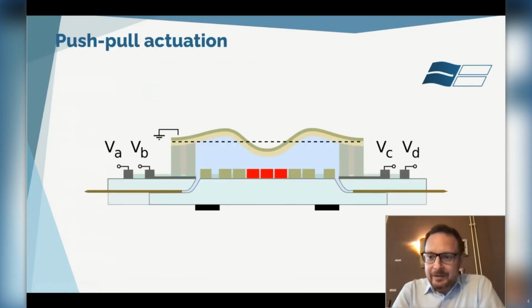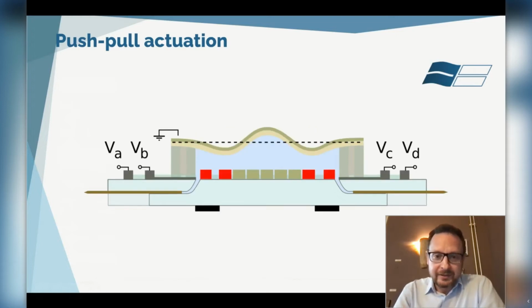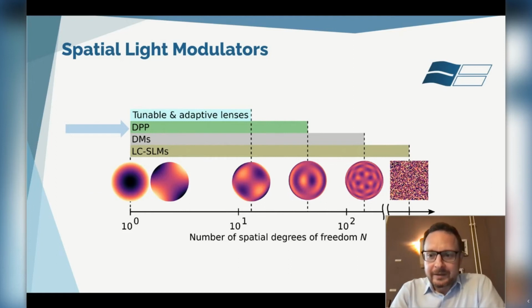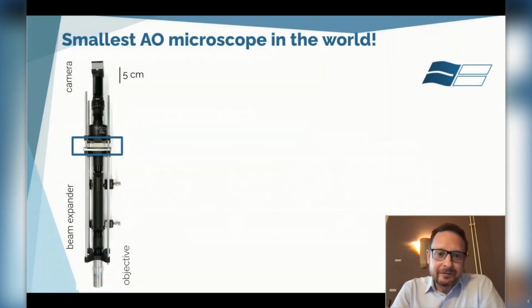And here I explain the working principle in a schematic. Depending on which electrodes you turn on, this deformable membrane is pulled and pushed in a different direction. And you can also do push actuation because you have an incompressible liquid involved. From the perspective of a component, we are somewhere between tunable and adaptive lenses and deformable mirrors with respect to the degrees of freedom.